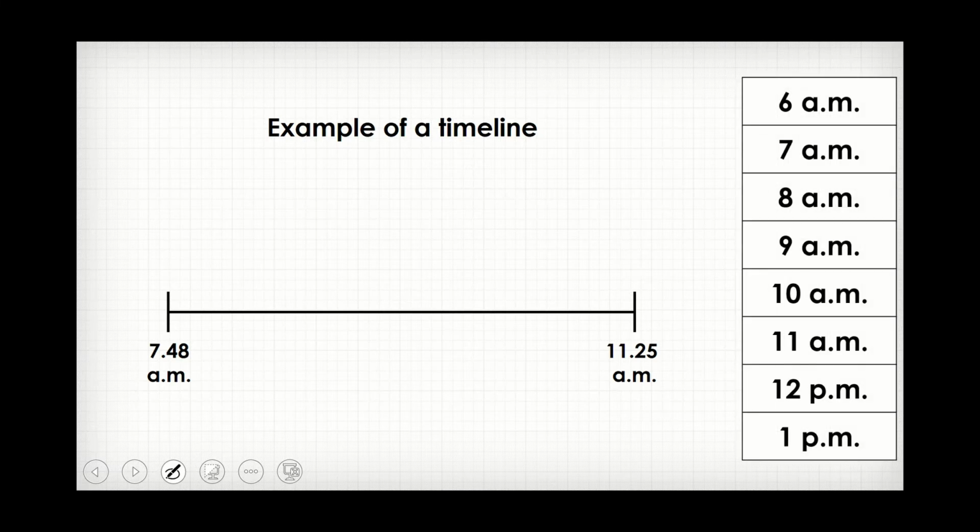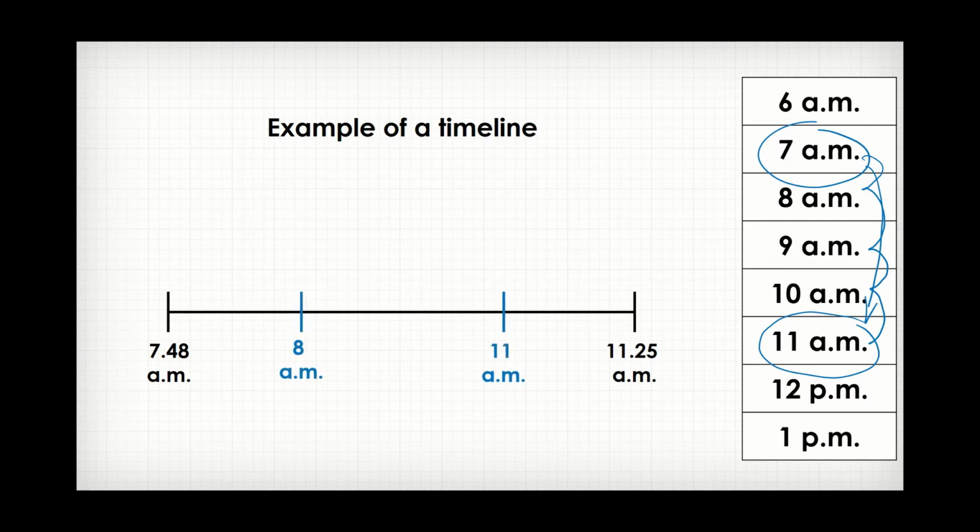When we see a timeline, it is good to have at the back of our mind what time of the day it is, so we can estimate roughly how many hours span between these two times. So 7:48 a.m. is around 7 a.m. to 11:25 a.m., which is around 11 a.m. So it's from here to here. This is roughly the time that you're in school. You can estimate maybe about 1, 2, 3, 4 hours.